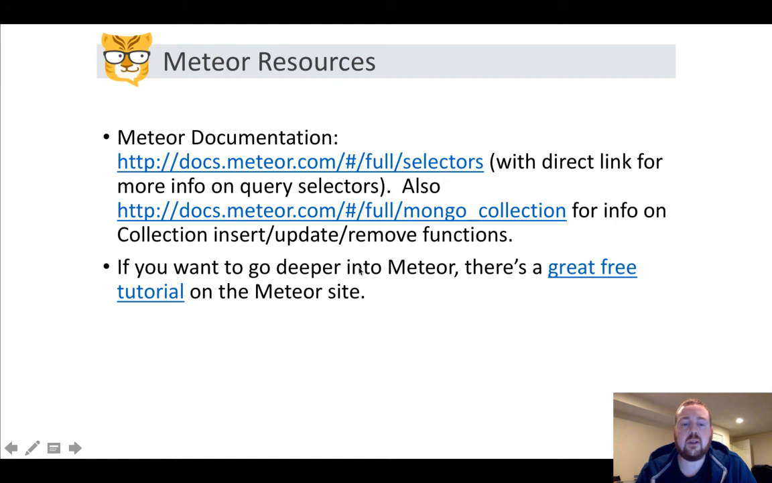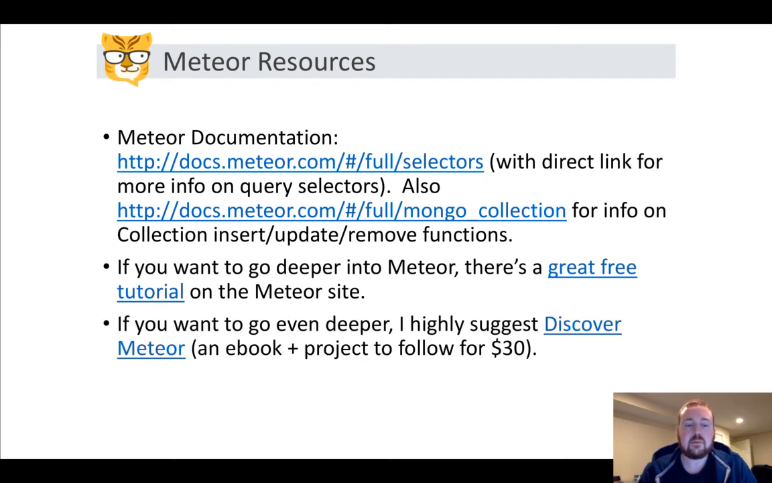If you want a little more total overview of Meteor, there's a great free tutorial on the Meteor site that gives you a good overview of all the different parts of Meteor, a little bit more in depth than we did today. And if you want to go even deeper, I highly suggest Discover Meteor, which is an ebook that also comes with a Git repository to follow. Each chapter corresponds to a commit in the Git repository, and they do a really good job of taking you through the entire process.